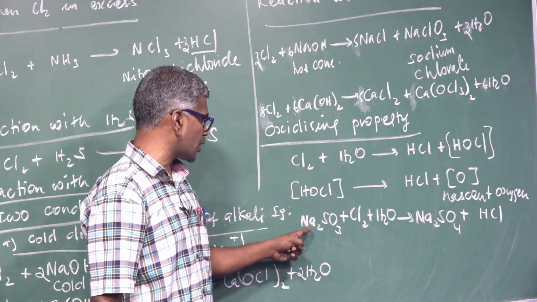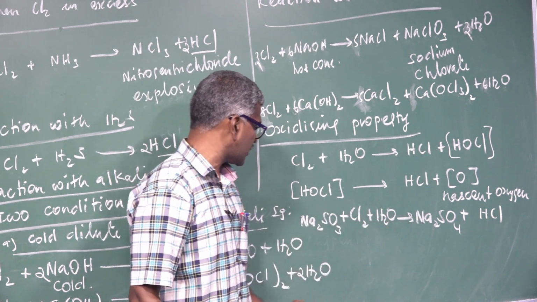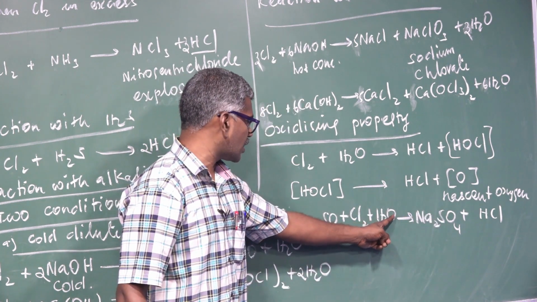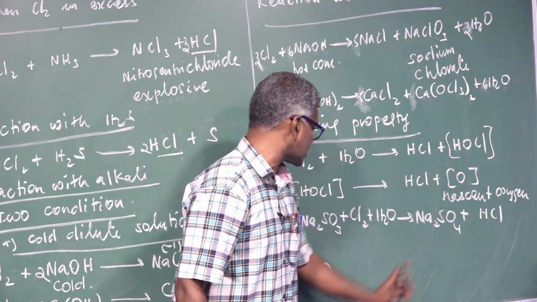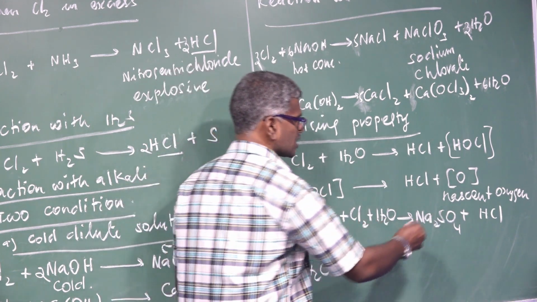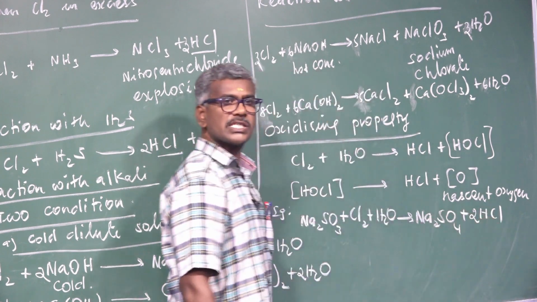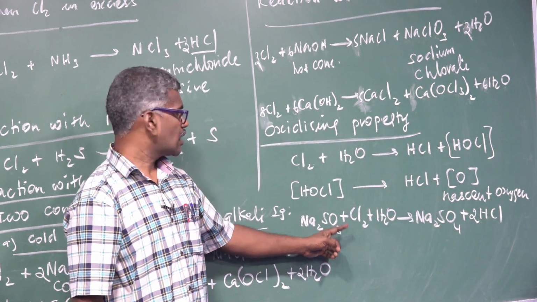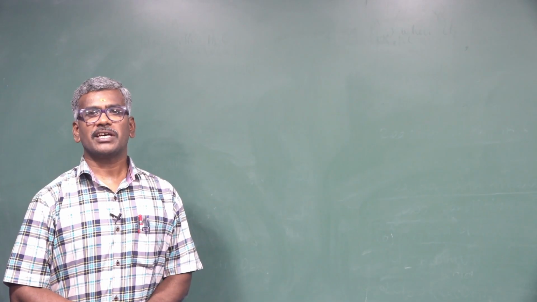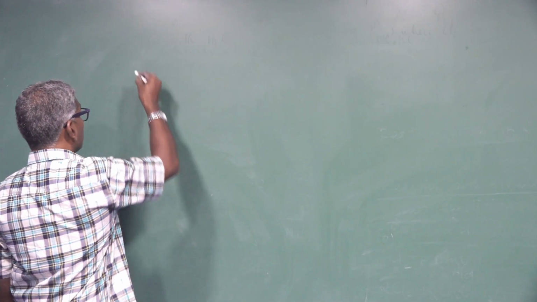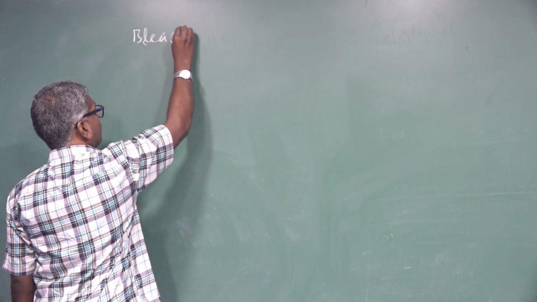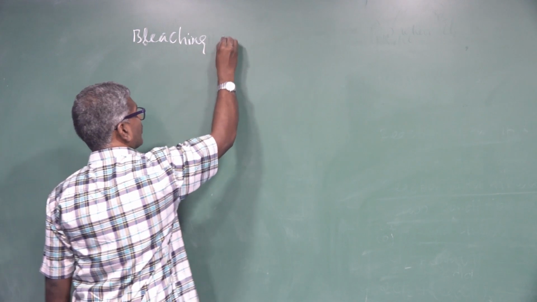Balance equation, how many sodium? Here 2, here 2 sodium. 1 sulfur, here 1 sulfur. How many oxygen? Here 1, here 3, 4 oxygen. How many hydrogen? 2 hydrogen, here 2 chlorine. These are 2 times. This one is the best example for chlorine acting as an oxidizing agent. Next chemical property, bleaching action.